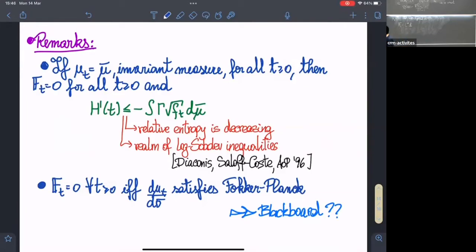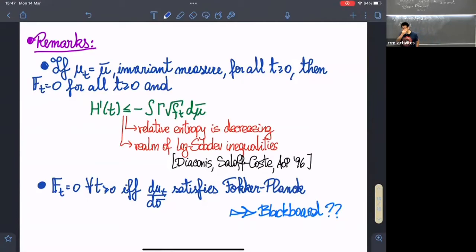A very interesting remark is that this function f_t is equal to zero for every t, now that we are taking mu_t, which depends on time, if and only if this family of measures mu_t satisfies the Fokker-Planck equation. So Cedric is asking something. What is special with the log-exponential duality used in the entropy definition? Why are other convex conjugate pairs not so interesting here?